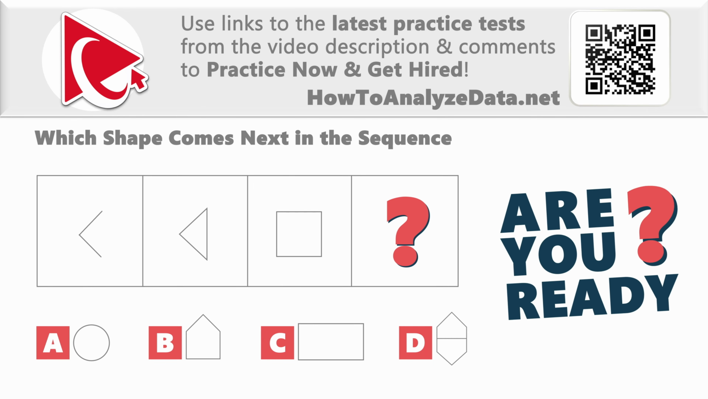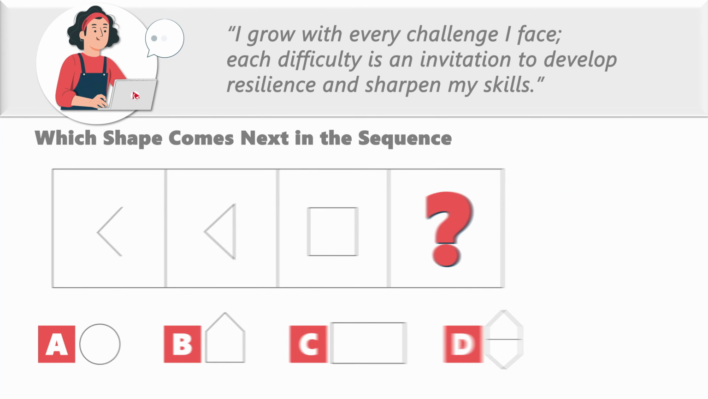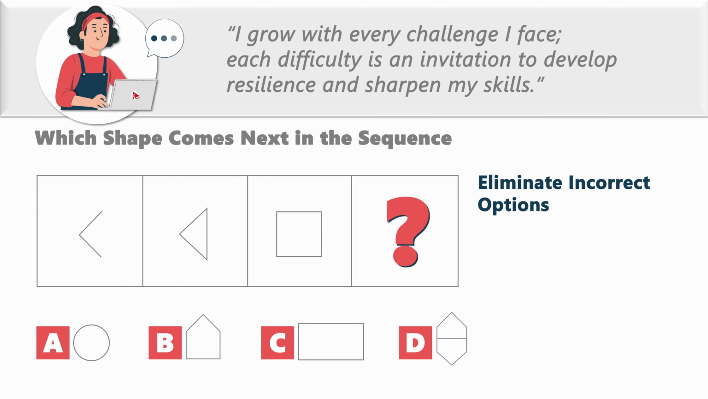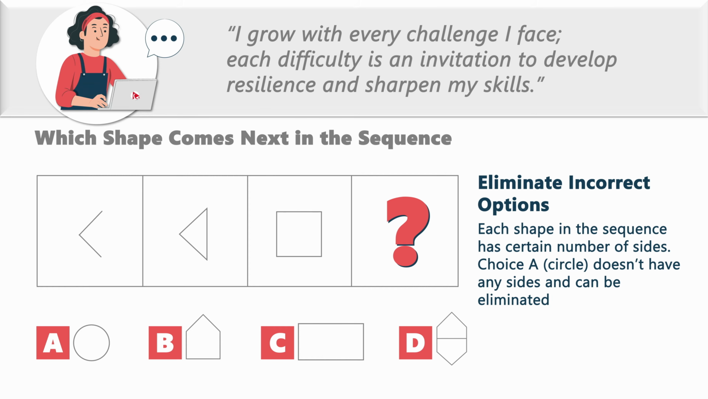Time's up. Are you ready to show your answer? The easiest way to solve this challenge is to first eliminate incorrect options. Take a close look. Each shape in the sequence has a certain number of sides. And choice A, circle, doesn't have any sides and can be easily eliminated.